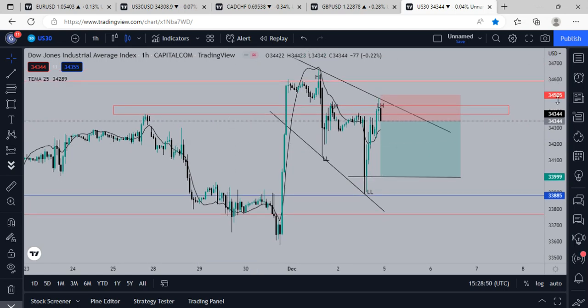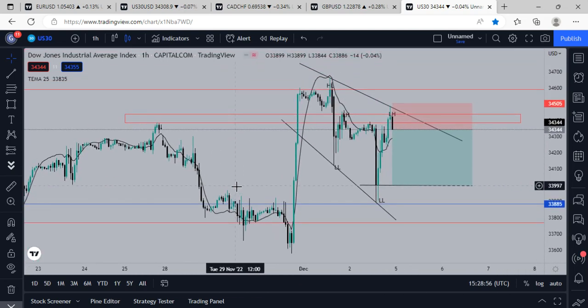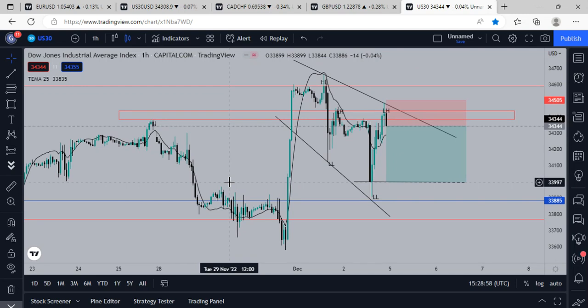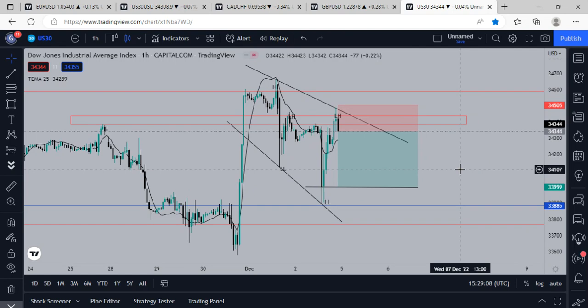I'll keep on updating you guys throughout the week how this pair will actually play out. I'll perhaps do another video on YouTube this week, giving you guys a breakdown of how price is actually playing out on US30. But this is how I see my trade playing out right now.